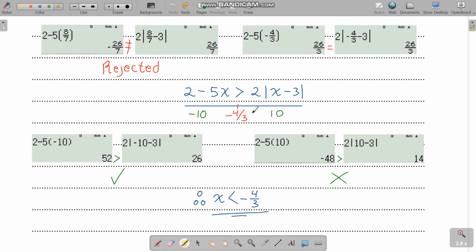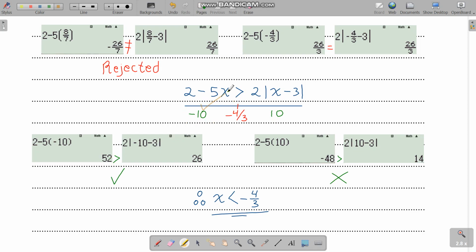To know which interval we can use, plug in a random number in each interval. Something smaller than minus 4/3, for example minus 10, plug into the inequality. So replace this x and this x with minus 10, just like this. Don't forget to use the absolute value function or the ABS function in the calculator. So on the left we get 52, on the right we get 26. 52 is greater than 26, just like the inequality. So this means we can use this interval.